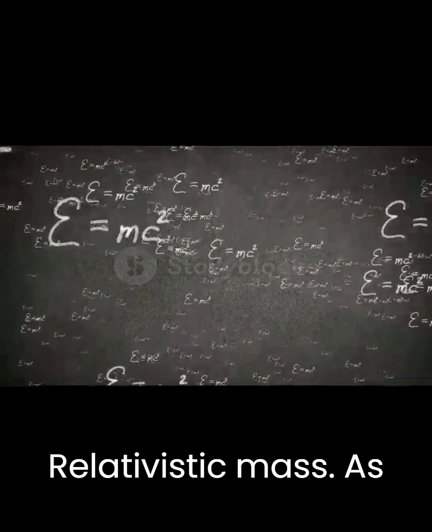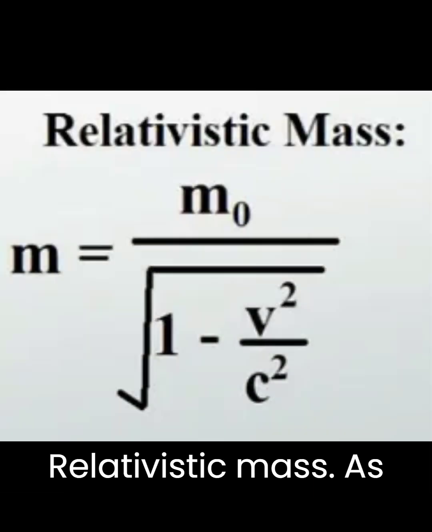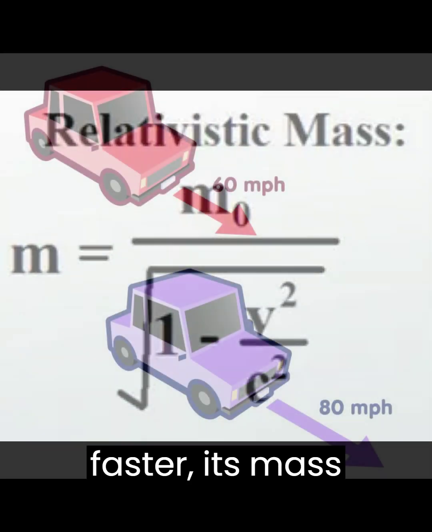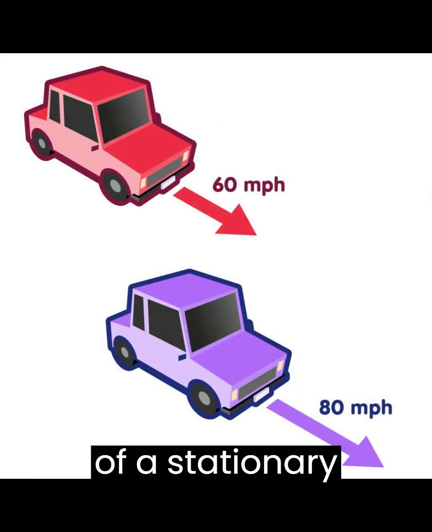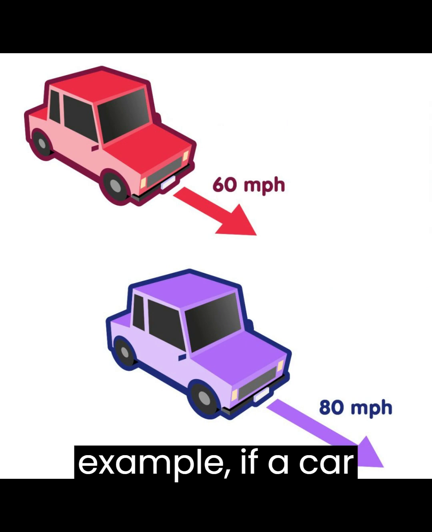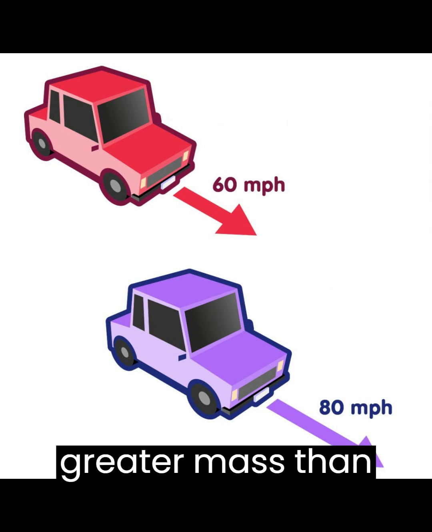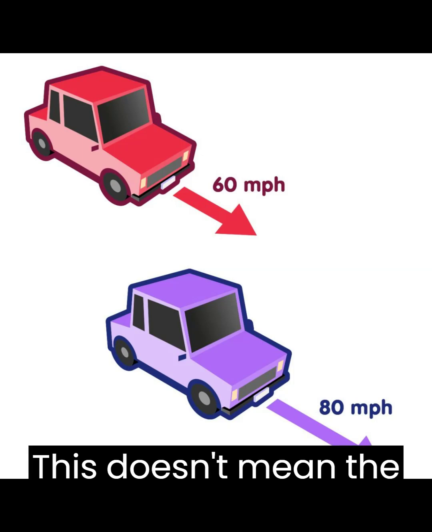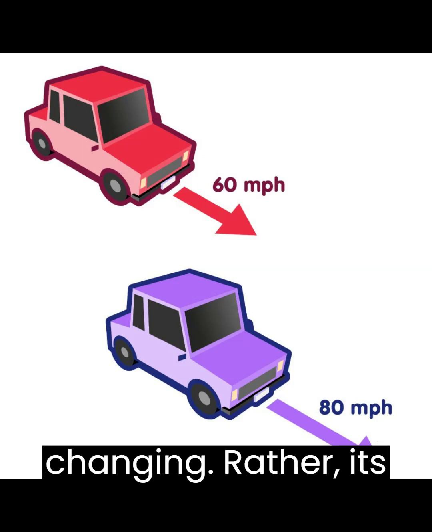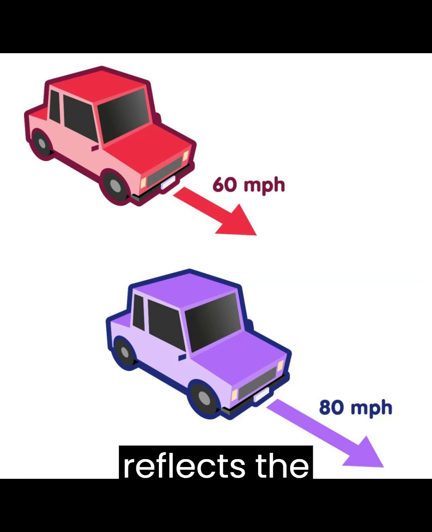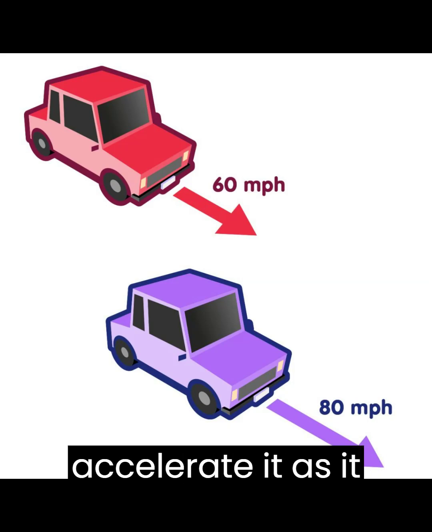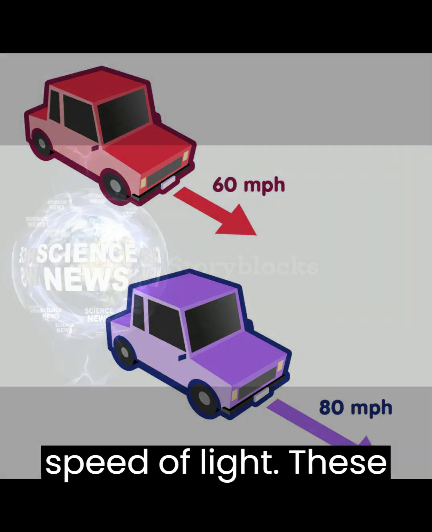Number 3. Mass variation, relativistic mass. As an object moves faster, its mass appears to increase from the perspective of a stationary observer. For example, if a car could move near the speed of light, it would seem to have a greater mass than when it's at rest. This doesn't mean the car is physically changing, rather, its increased mass reflects the increased energy required to accelerate it as it gets closer to the speed of light.